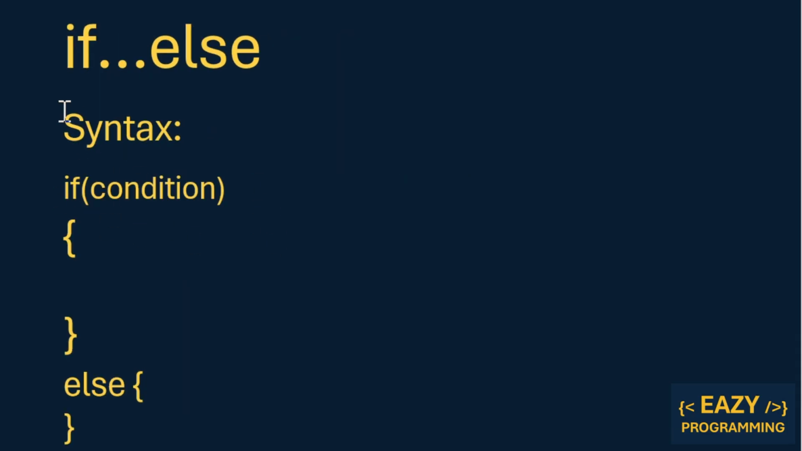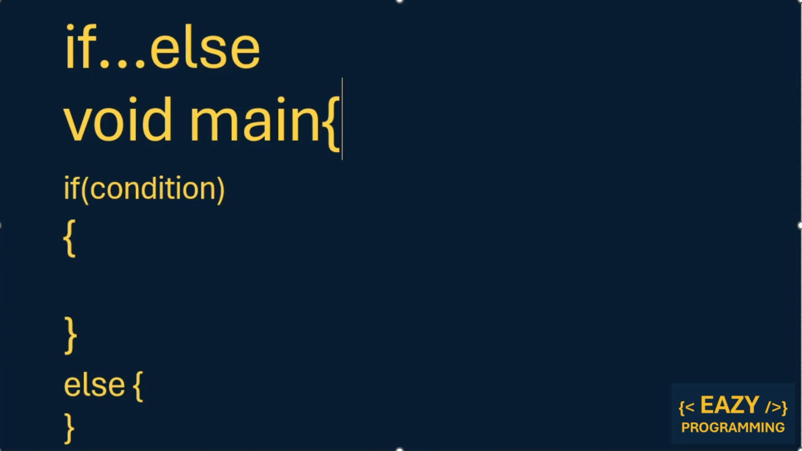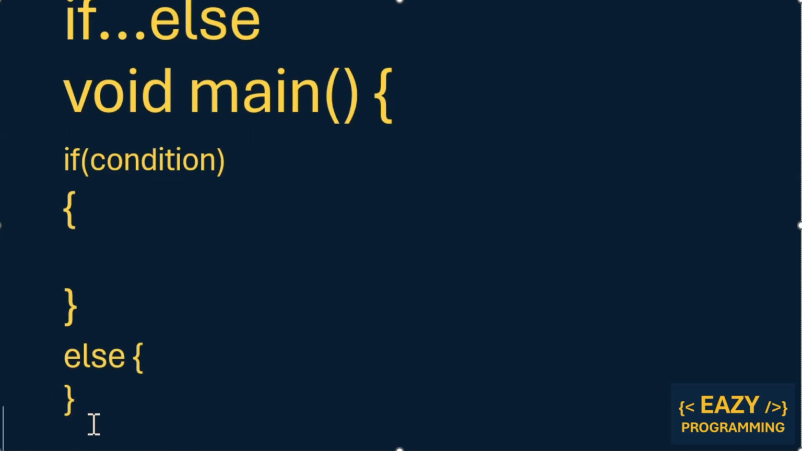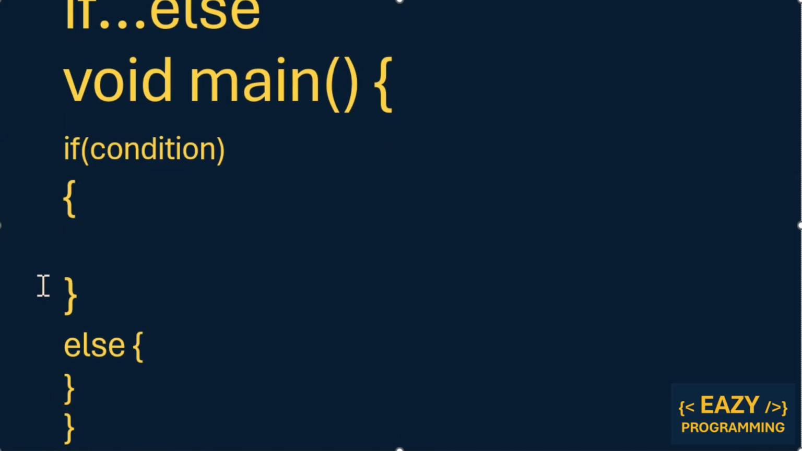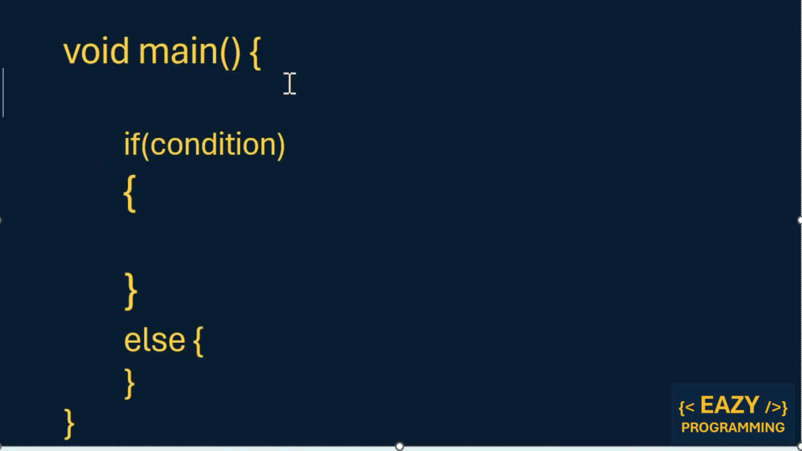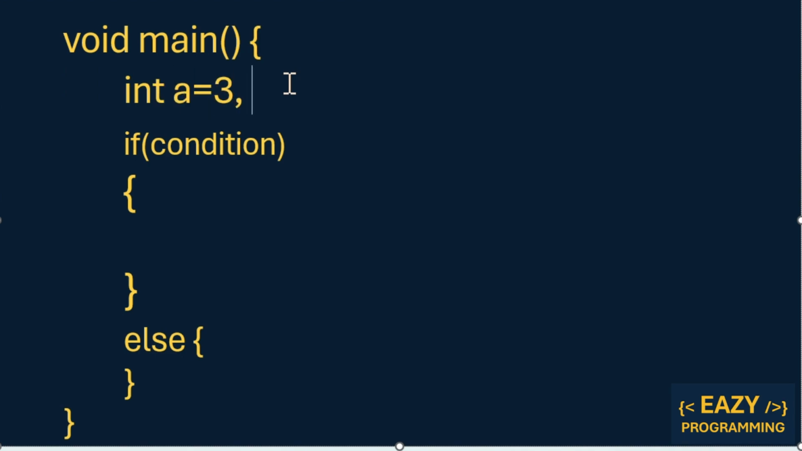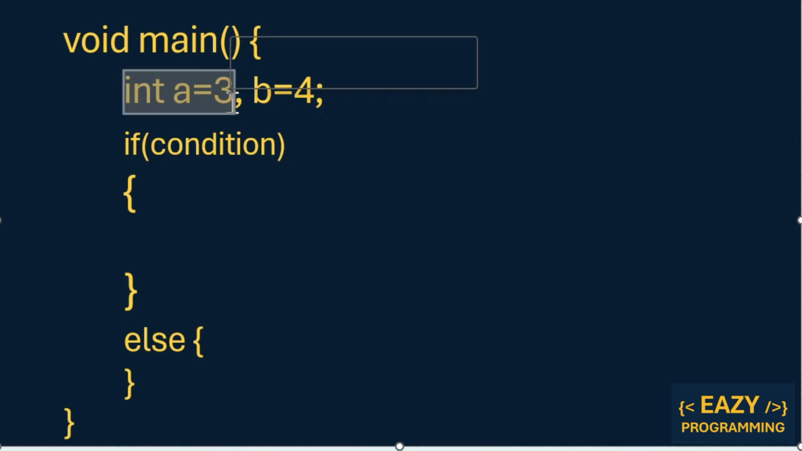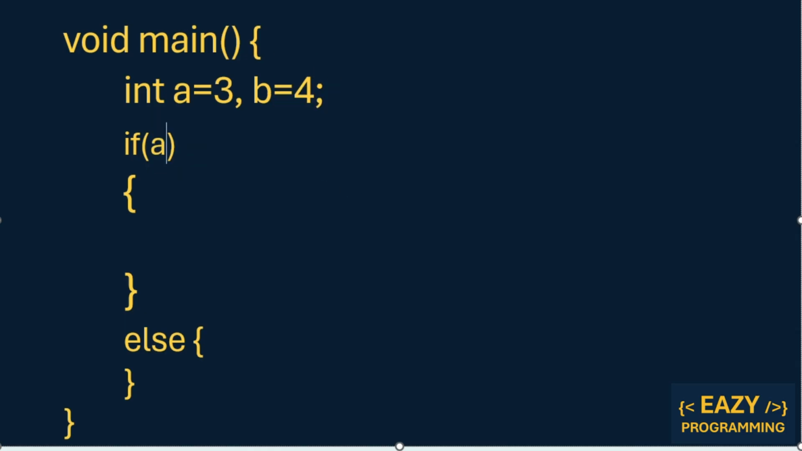How will we write an if condition? My program will be inside the void main, and I'm having a block of code. So in the if condition, what condition am I going to write? Imagine I'm writing, for example, int A is equal to 3 and B is equal to 4. Now I have to check whether A is greater or B is greater. In the condition I have to write if A is greater than B. This is the greater than symbol. So this is the condition.